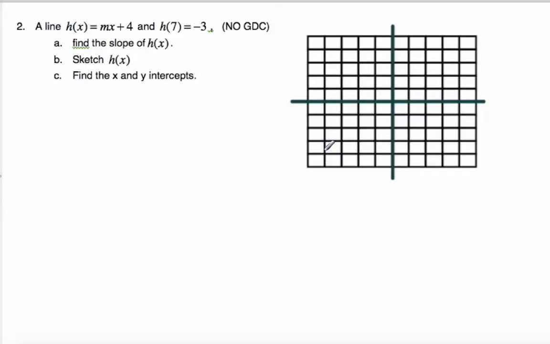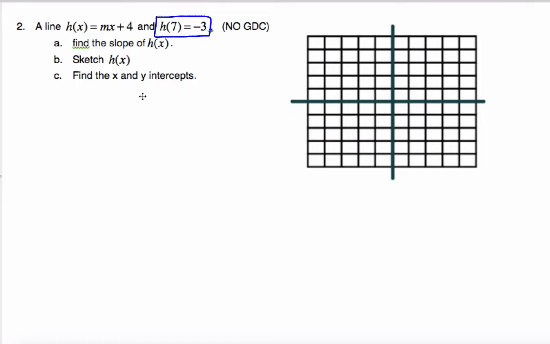All right, here we are looking at lines some more. And this problem says we have a line, h of x equals mx plus 4. And h at 7 is negative 3, and no calculator allowed today. So, first thing I want to know is what in the world does this here mean, Miss Weaver?